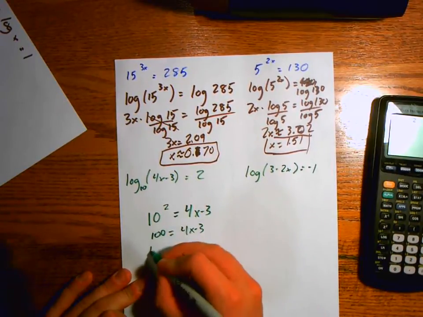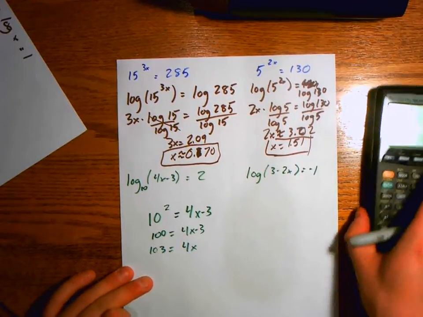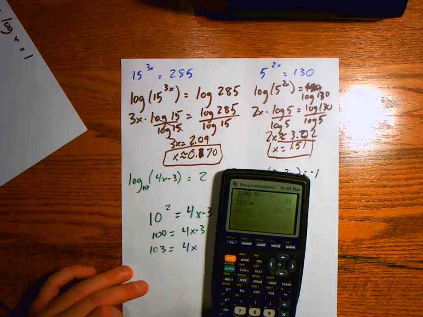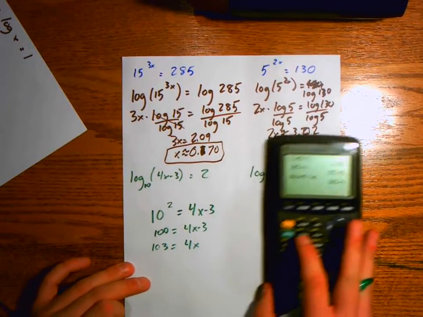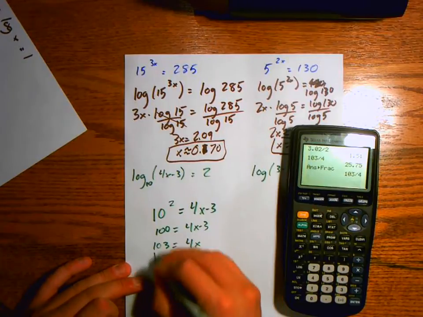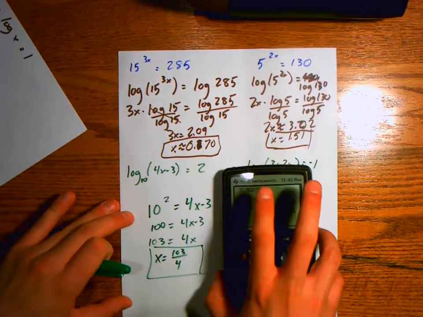Adding 3 to both sides gives me 103 equal to 4x. And then dividing 103 by 4 as a fraction is just 103 over 4. You don't even have to write decimal form. Can't be reduced at all. So this is your answer.